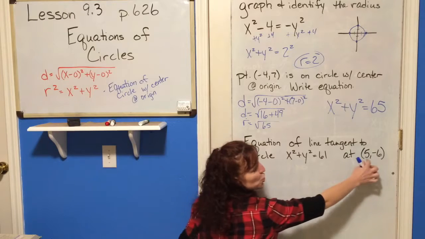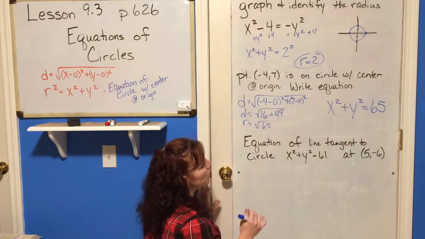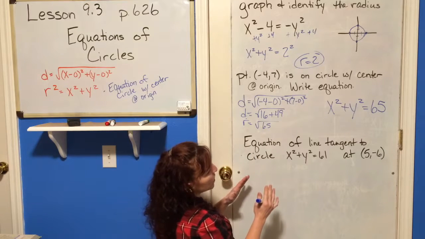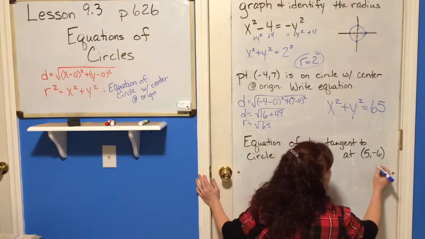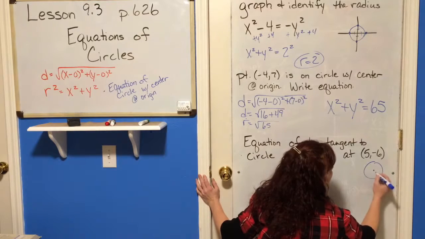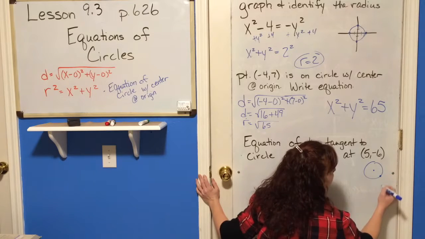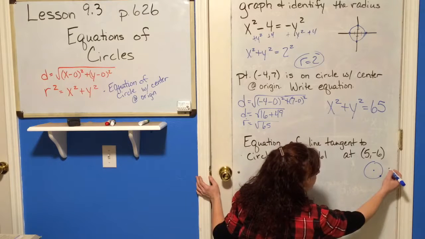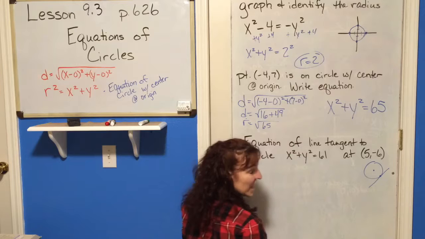So it's going to touch the circle at this point, but it's not going to go into the circle. So what we're going to do is this. We need to find the slope of, okay, let's just kind of, we got a circle, and we've got 5, -6 is down here somewhere. There's our point. So what we're wanting is the equation of this line.